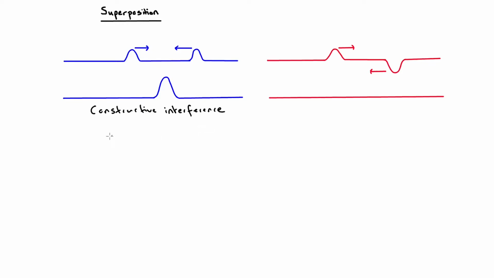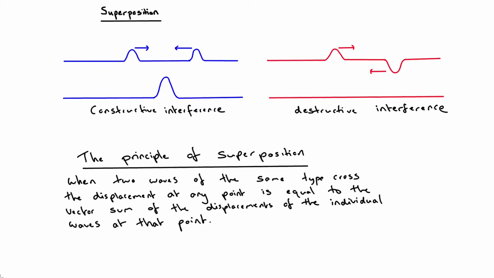Here, a process called constructive interference has occurred, and in this case on the right, we have a process that we term destructive interference, when cancellation has occurred. So this is happening in accordance with the principle of superposition, which is that when two waves of the same type cross, the displacement at any point is equal to the vector sum of the displacements of the individual waves at that point. And that's what we can see here.